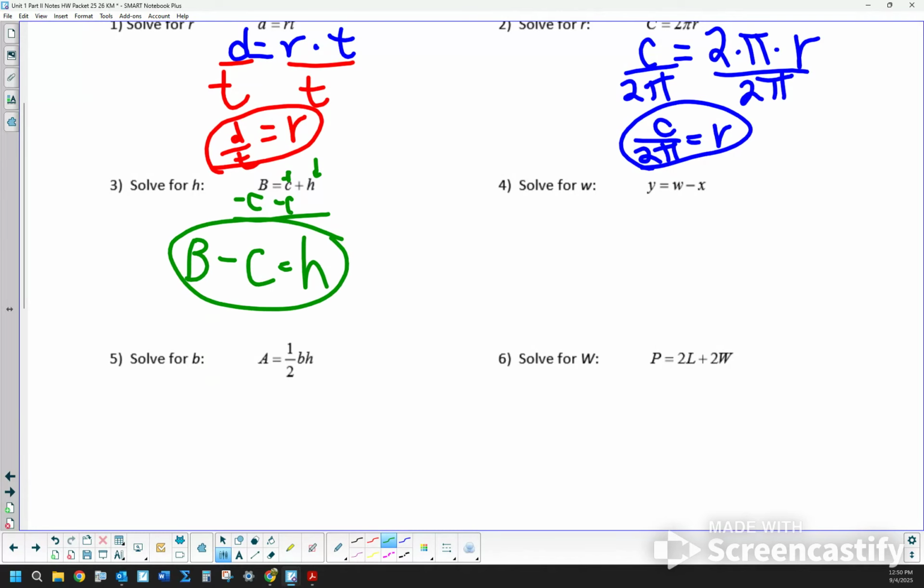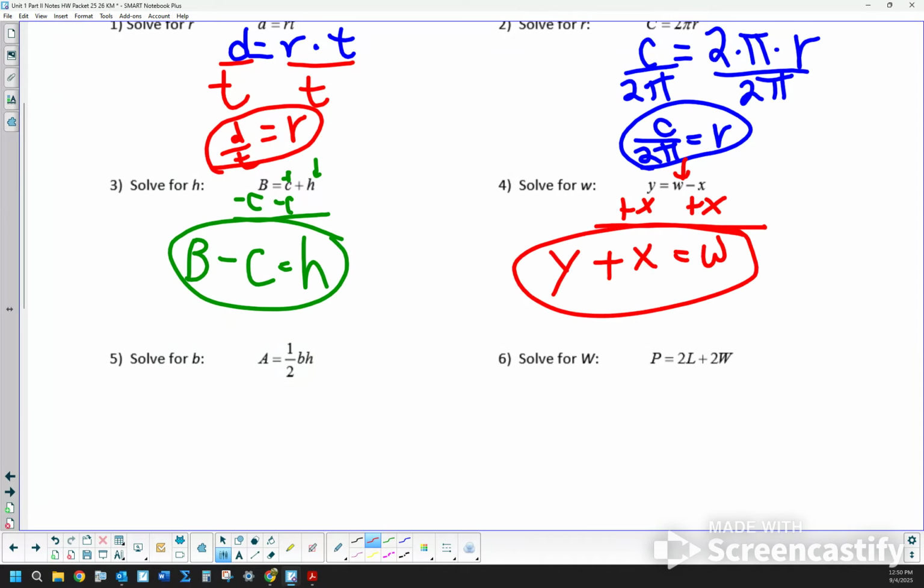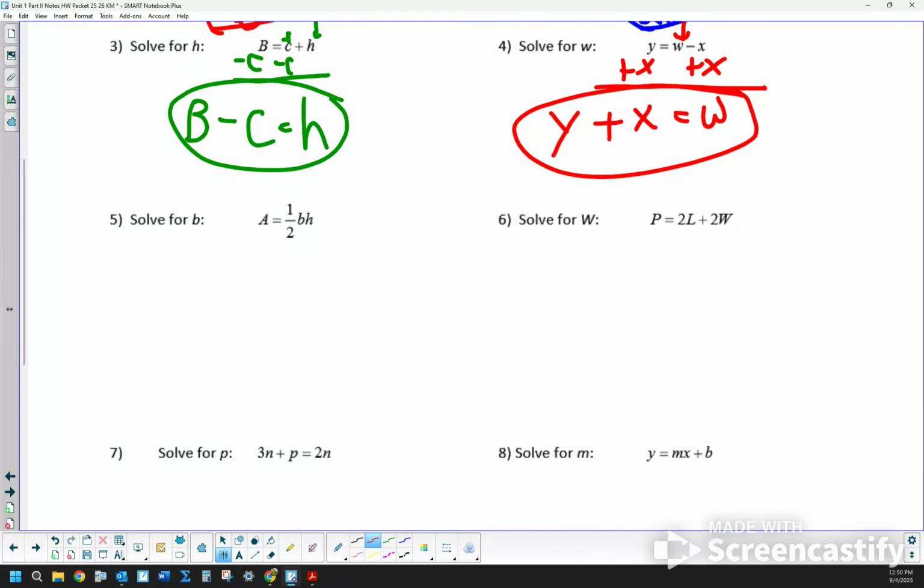The same thing here for the next one. We're solving for w, so we want to move the x. Since it's minus x, we're going to add x. And again, y and x are not the same, so all we can do is write out y plus x equals w.